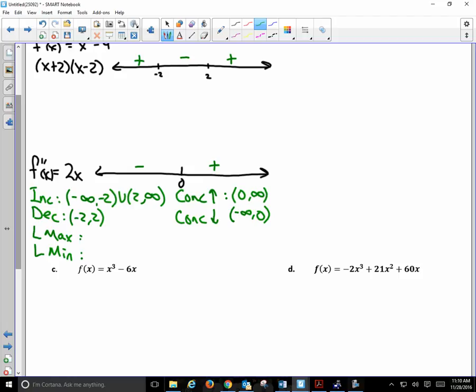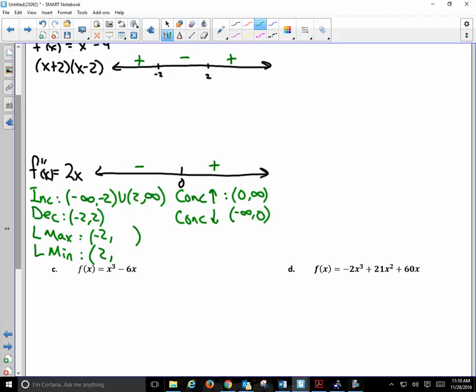Tell me something about the local max. A local max happens when I change from positive to negative within the first derivative. So at what point do I change from positive to negative? Negative 2. And at what point do I change from negative to positive? Positive 2. So these are not intervals. These are actual points. I have an x value.